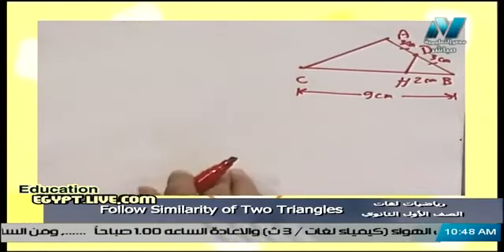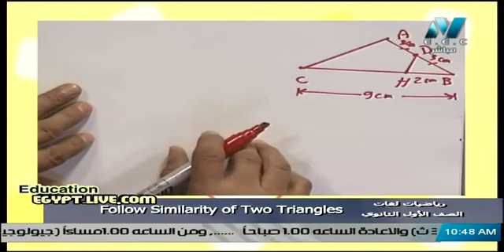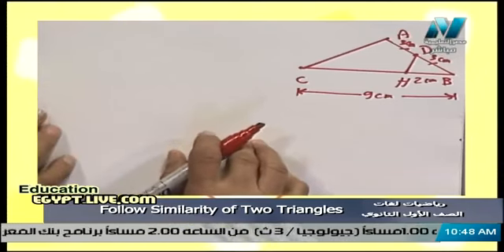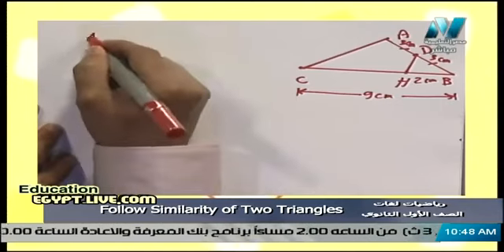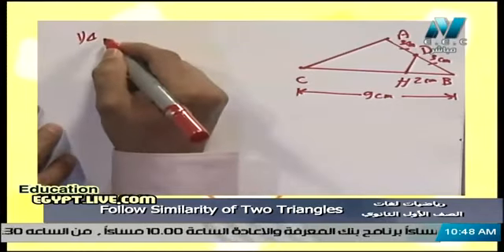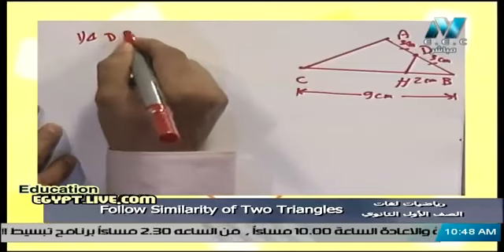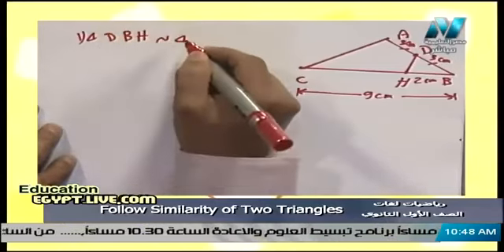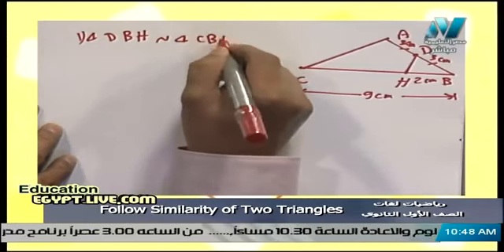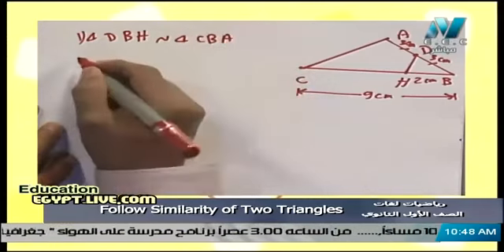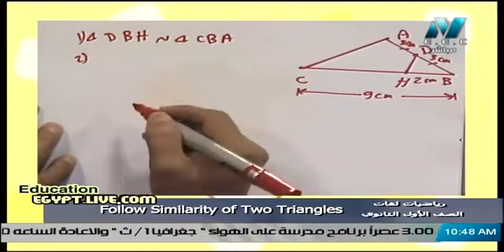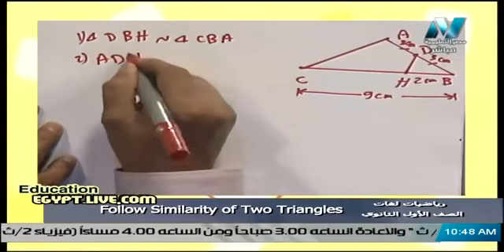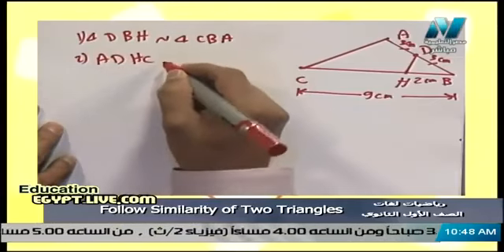And the request is, first, to prove that triangle DBH is similar to triangle CBA. This is the first request. The second one is to prove that ADHC is a cyclic quad.